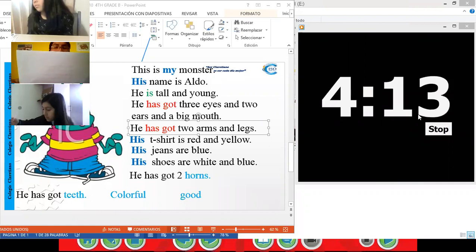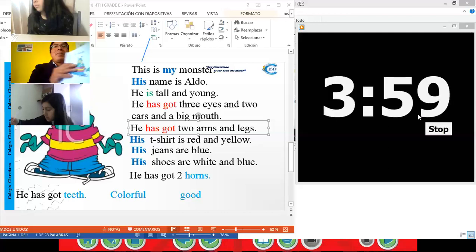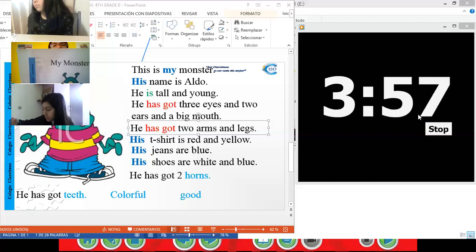This is my monster. His name is Aldo. He is tall and young. He has got 3 eyes and 2 ears and a big mouth. Teacher, this is my monster. He has got 2 arms and legs, and you finish, okay? Description, the same. In the camera, teacher. You make the presentation, okay?